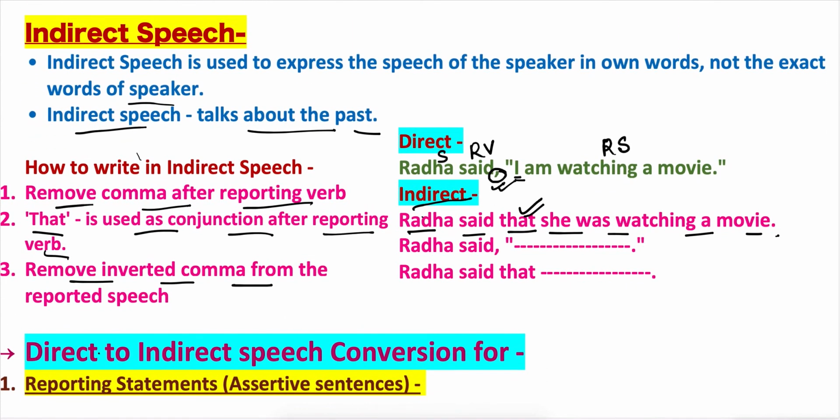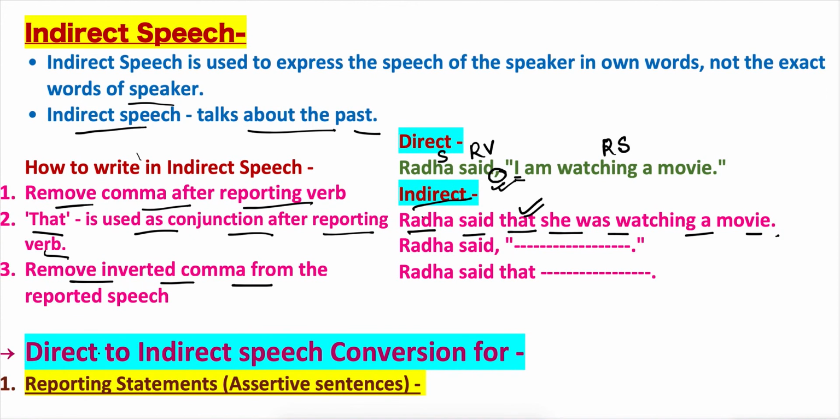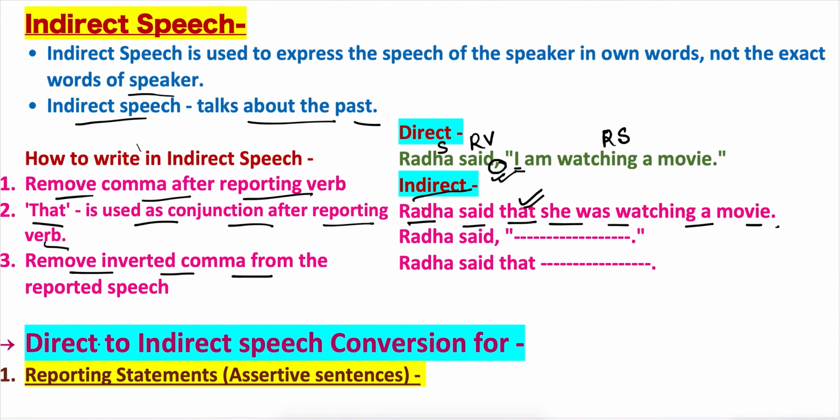Indirect speech format also has three parts: speaker, reporting verb and the reported speech. And the rules for writing in indirect speech format are: after the reporting verb we need to remove the comma. Second, the conjunction "that" is placed after the reporting verb. Third, the reported speech should not be written in inverted commas. The inverted commas need to be removed and the first letter of the reported speech will be in small letter.